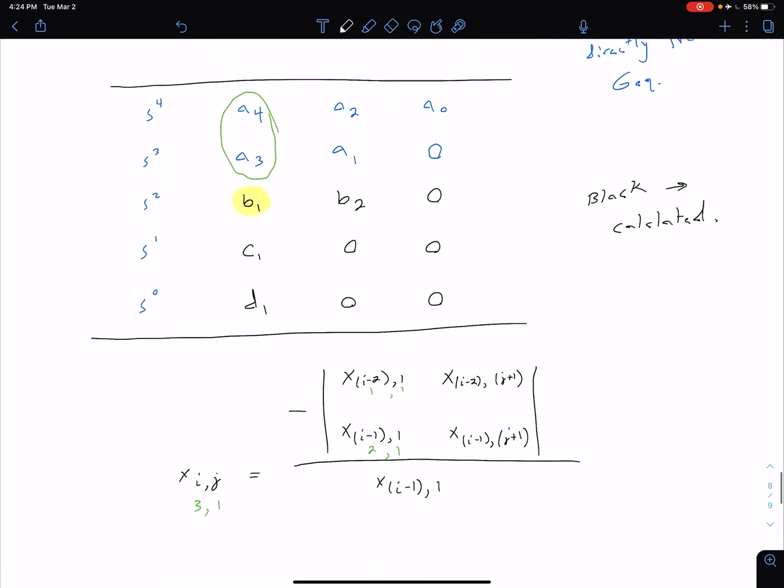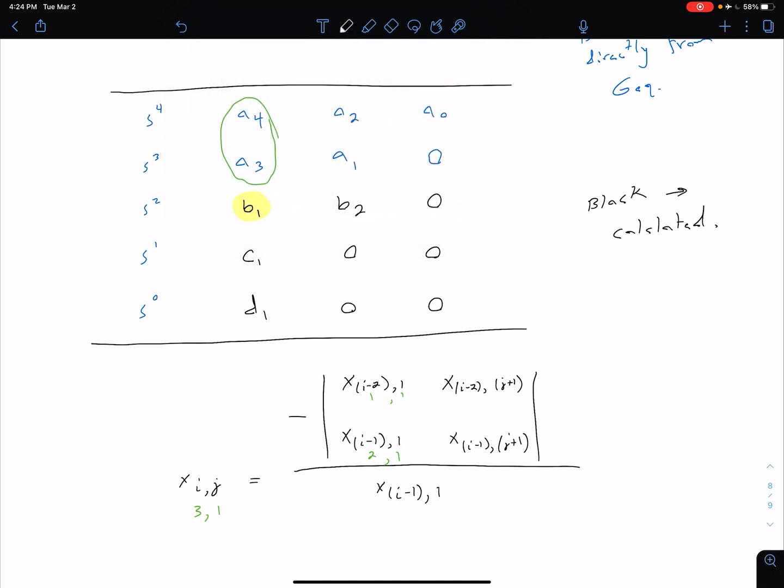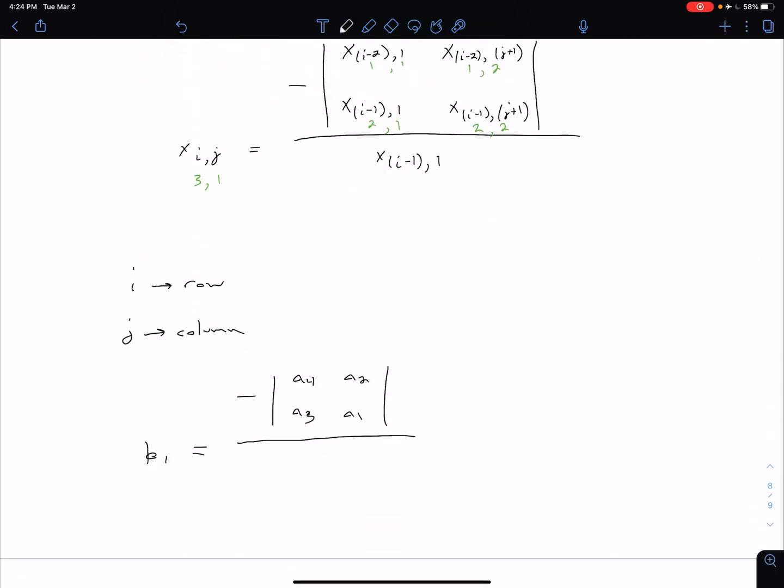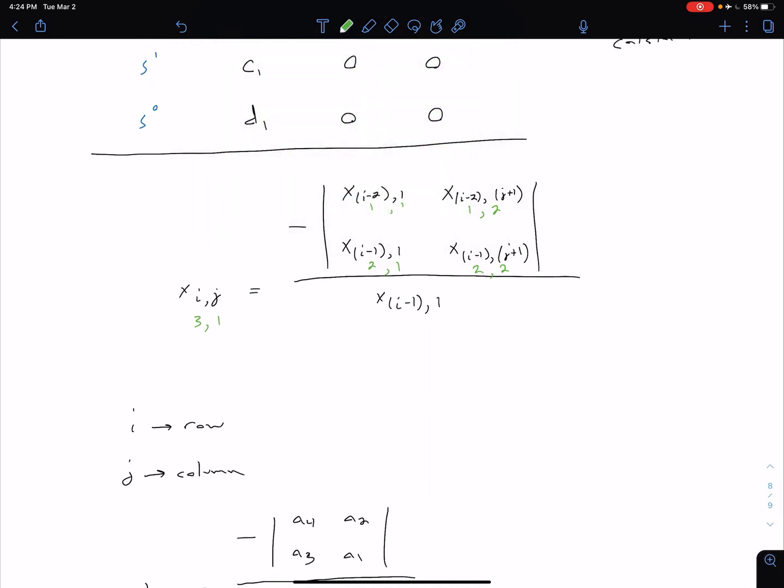Okay, so let's come back and figure out what these other ones are. We still have 3 and 1 for our B1 position. So our i minus 2 is still 1. Our j plus 1 is now going to be 2. So for this term, we're looking at row 1, column 2, and here we're going to have row 2, column 2. Basically what we're doing is going over one column, and then looking at the two entries above B1. So in this case, we're going to populate this with our A2 over A1.